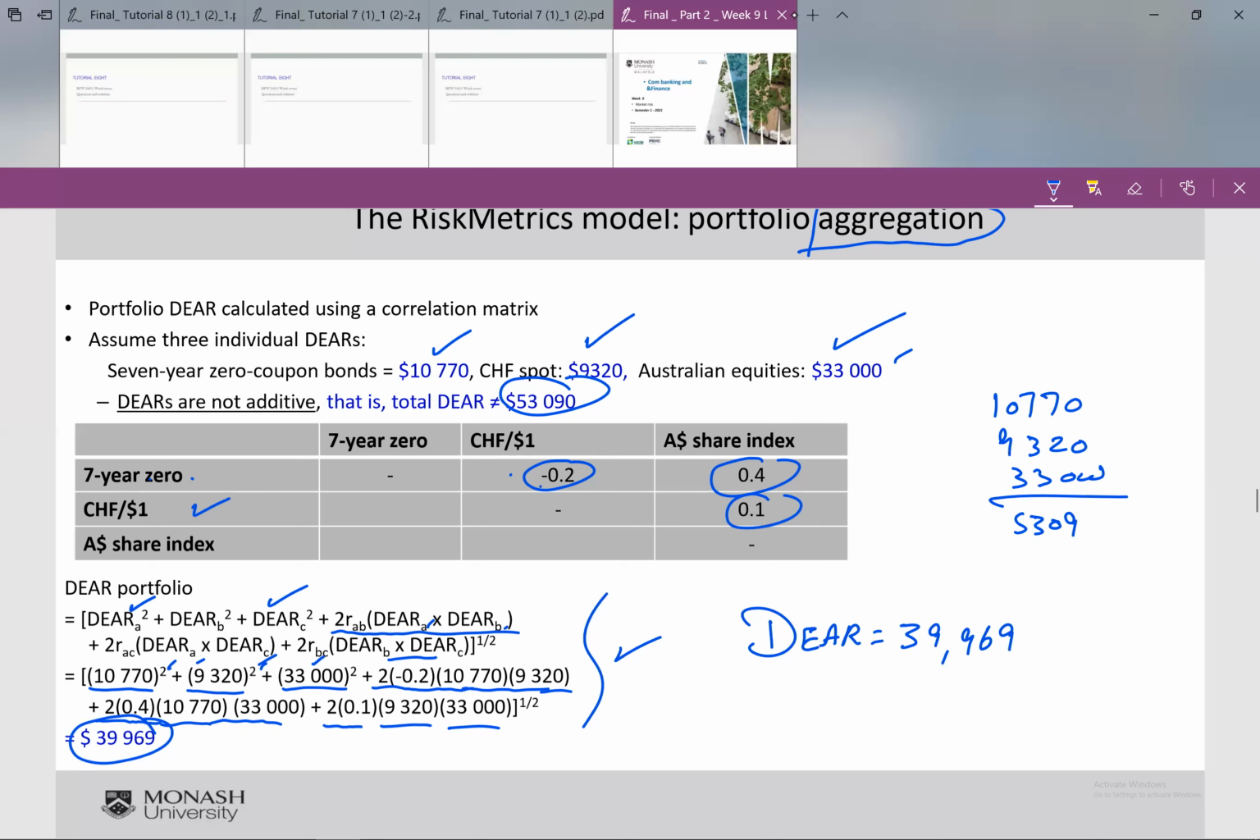So we cannot do that. There is overlapping between the risks. The overlapping is, as you see here, 20%, and here is 40% between the fixed income and the equities, and it is 10% between the foreign exchange and the equities. Because of that, this amount will be decreased to this amount. It dropped, you cannot add them up. Now, this is the whole thing about the risk matrix.